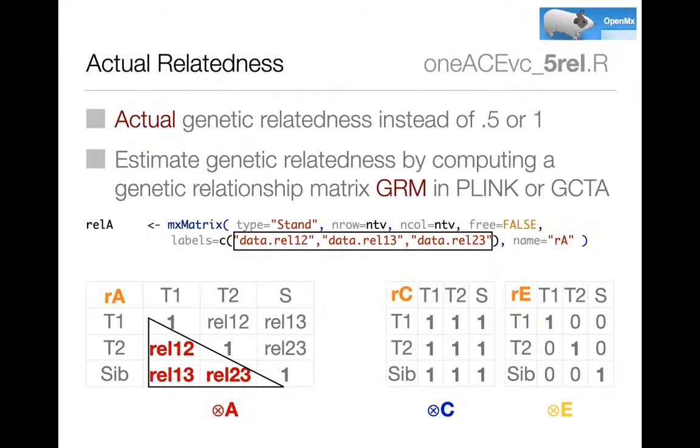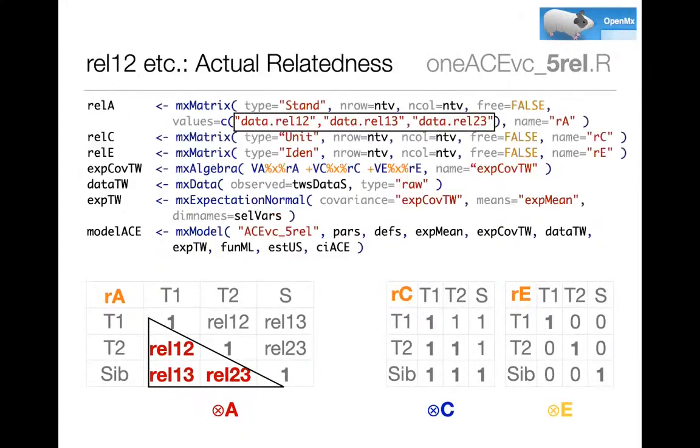Of course, these would typically be estimated by computing the relatedness using either GCTA or Plink and computing a genetic relationship matrix. So this script looks very similar to the previous one, where the main change really is that we now have replaced the expected by the actual relatedness, but everything else pretty much stays the same.